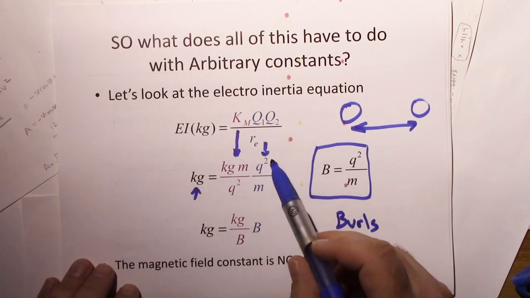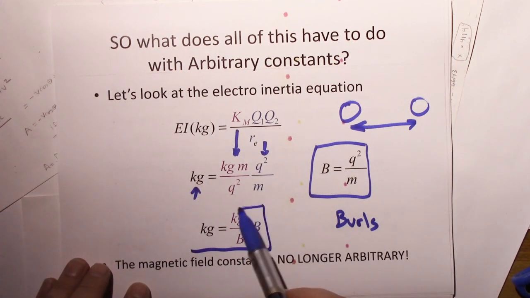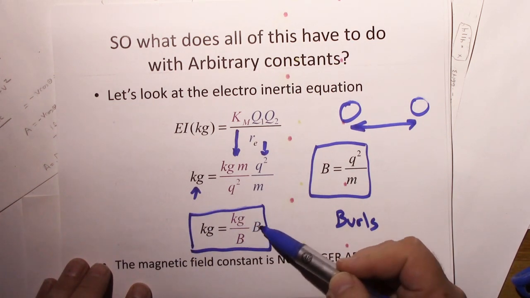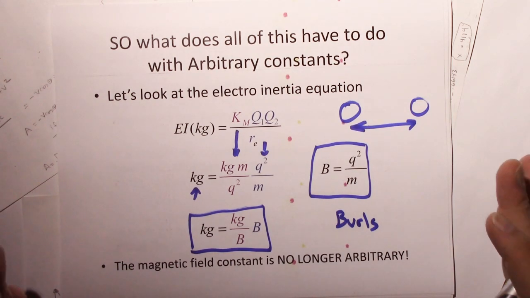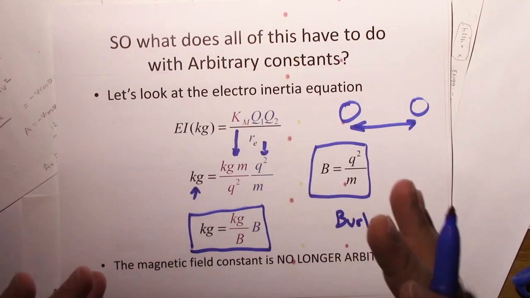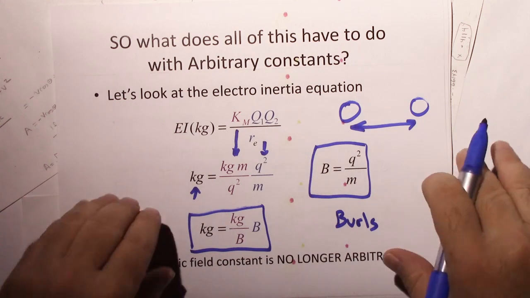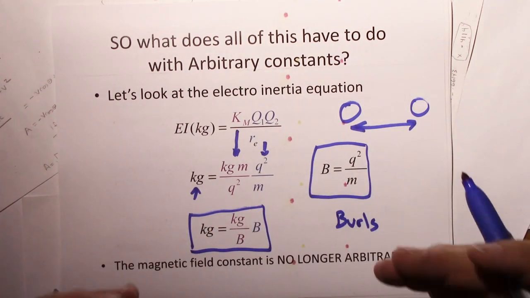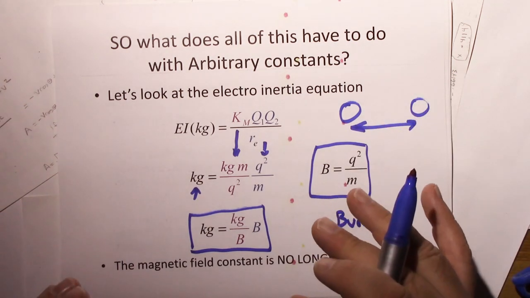Okay, so now if we replace these values with this, then you see the proper conversion factor: Km is kilograms per Burl, times Burl equals kilogram. It's just a conversion constant. It's no longer arbitrary. It means something. This Km is no longer arbitrary. All it is, is a conversion constant. And because we've dissolved the constant and it makes sense with the underlying system that we described, this is profound.